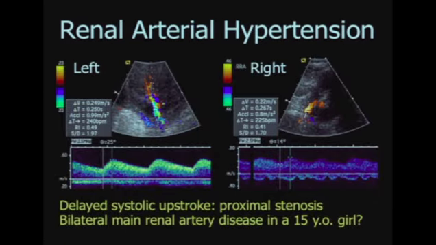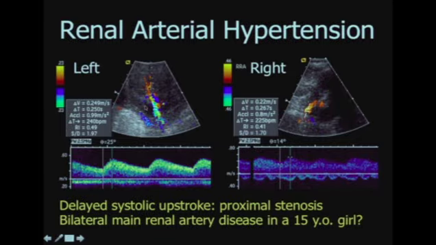Another older patient, this is a 15-year-old girl who was having a sports physical and was found to be hypertensive. There are delayed systolic upstrokes within both main renal arteries. That indicates there's some sort of a proximal stenosis. Since it would be essentially unheard of for an otherwise healthy girl to have main renal artery disease, you need to keep looking farther upstream.